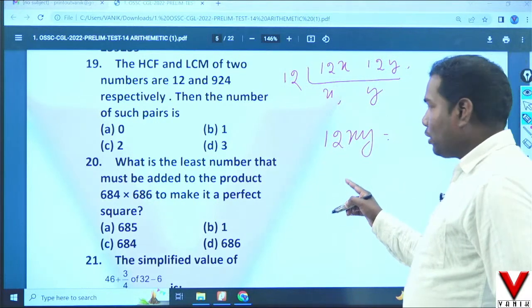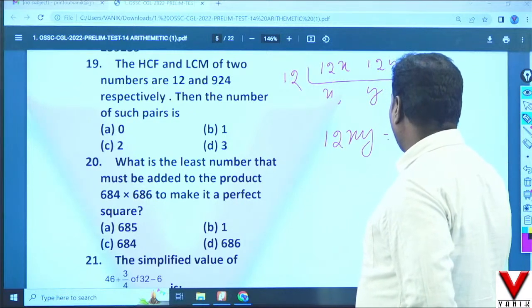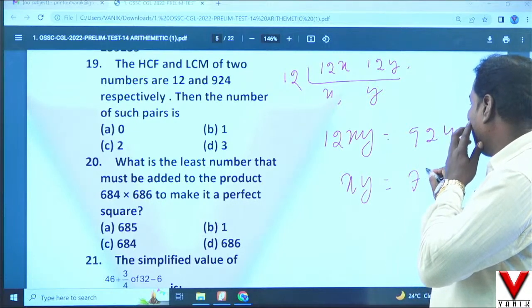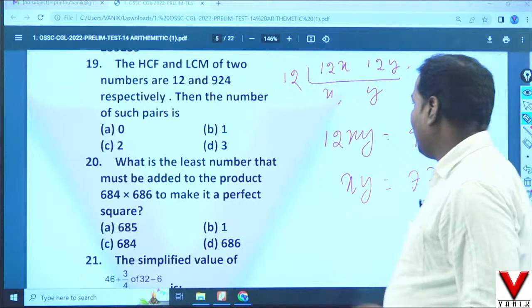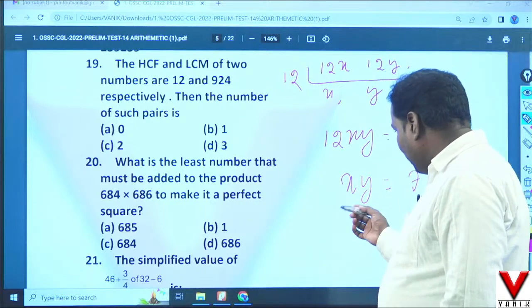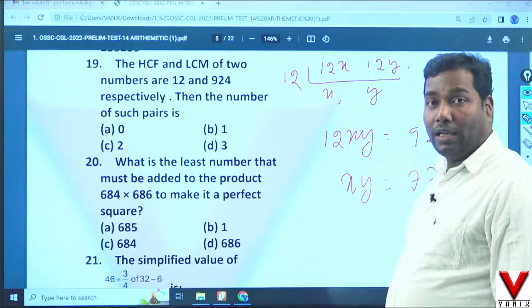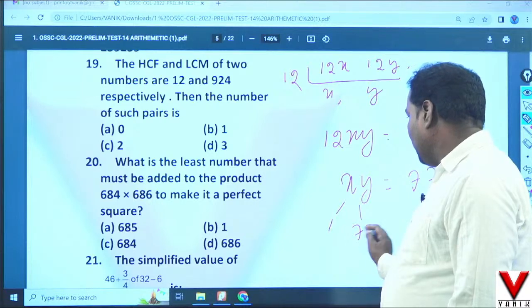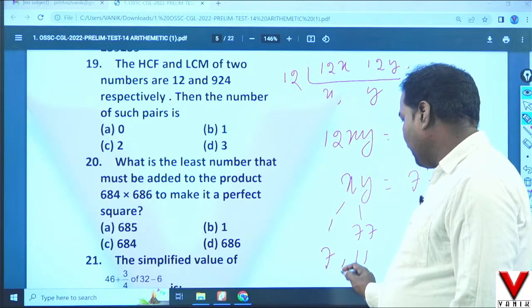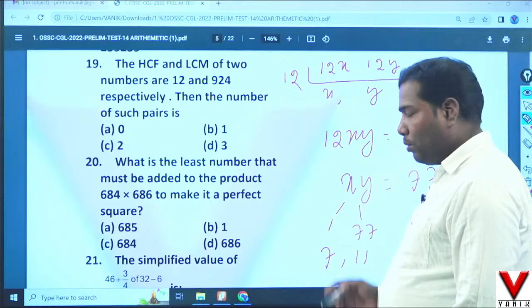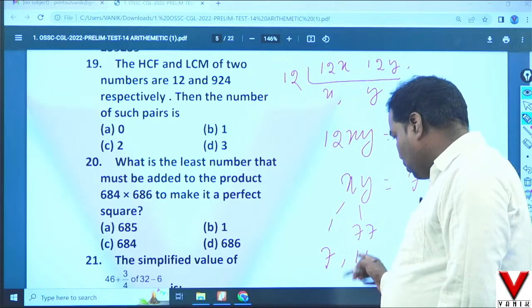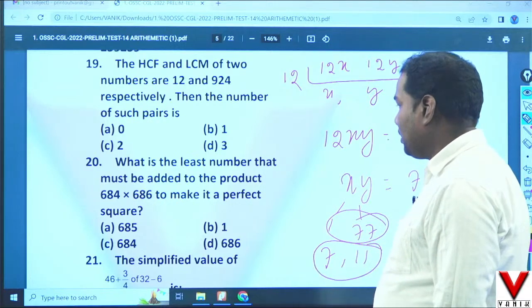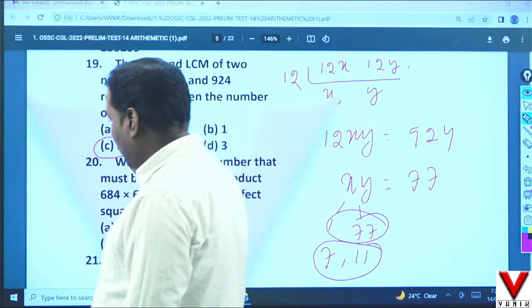So 12xy is equal to 924. That means xy is equal to 924 divided by 12, which is 77. If you find the values of x and y where xy is equal to 77, then x will be 1 and y will be 77, or x is 7 and y is equal to 11, or x is equal to 77 and y is equal to 1, or x is equal to 11 and y is equal to 7. There are two possible pairs. One is 1 and 77, another is 7 and 11. Option 2 is our correct answer.